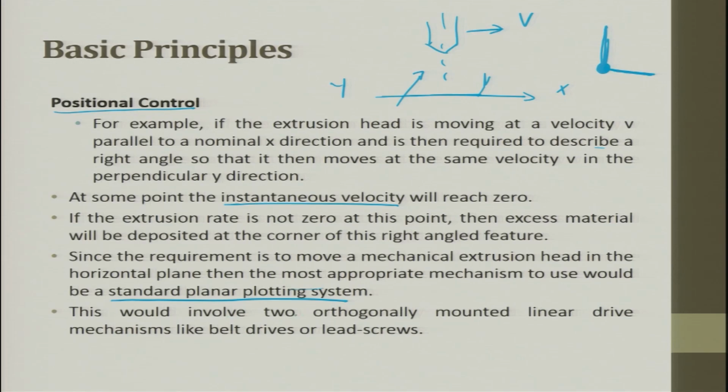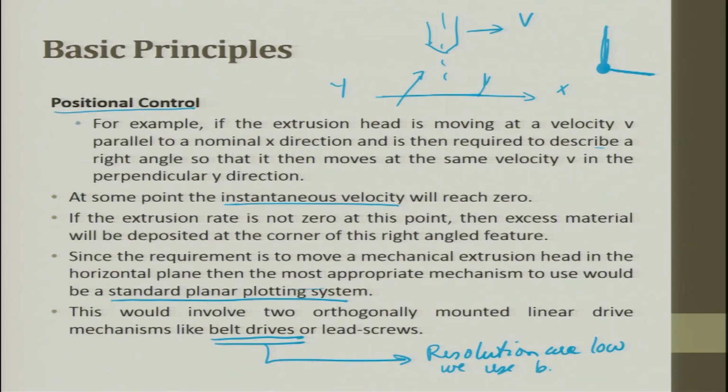This would involve two orthogonally mounted linear drive mechanisms, like belt driven or lead screw. Normally, in all the FDM processes where the resolutions are low, we use belt drive. When the resolutions are very high, then we use lead screw. But keep in mind, it also depends on the nozzle diameter. If the nozzle diameter is large and you put in a lead screw of very high precision, what you get out will be a low feature. So, there has to be a trade off between these two.